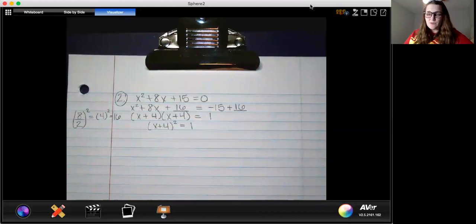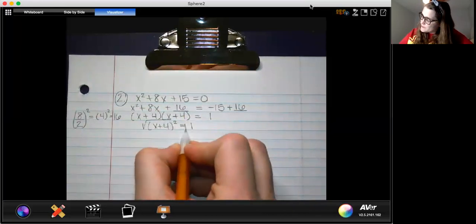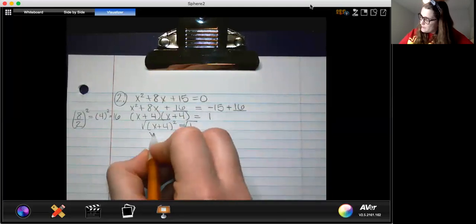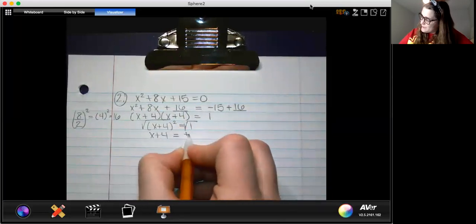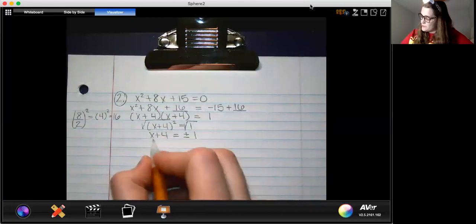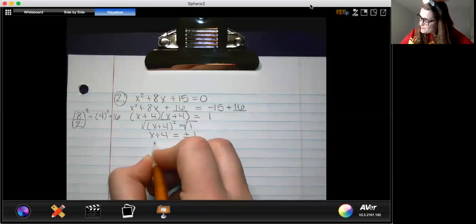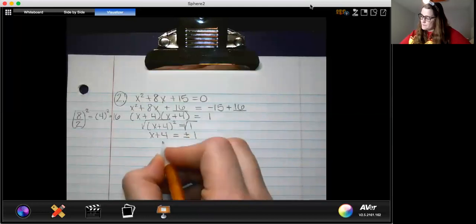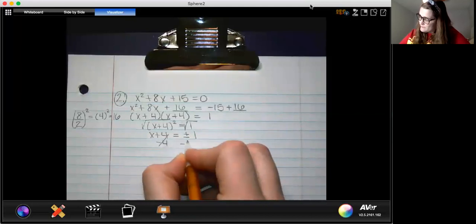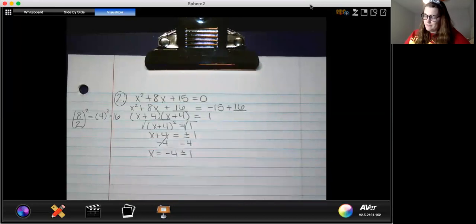Now, step 5 says we're going to take the square root of both sides, but we're not going to forget about our plus or minus. So I have x plus 4 equals plus or minus 1. Step 6 says to finish solving for x, which means adding or subtracting something from x. So therefore, that means subtracting, in this case, subtracting 4. So x equals negative 4 plus or minus 1.